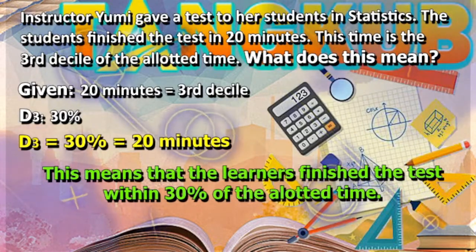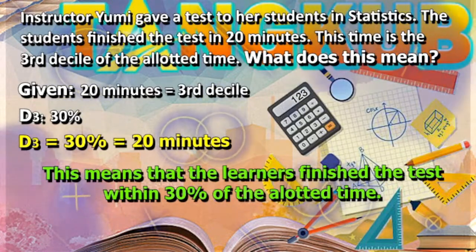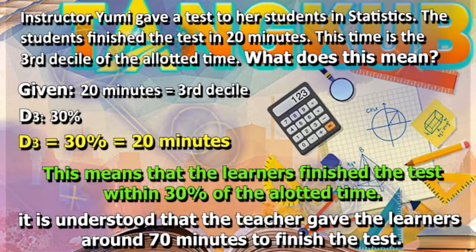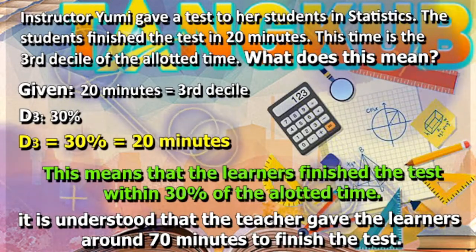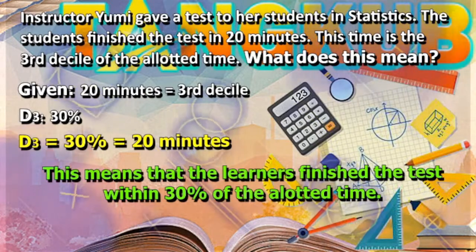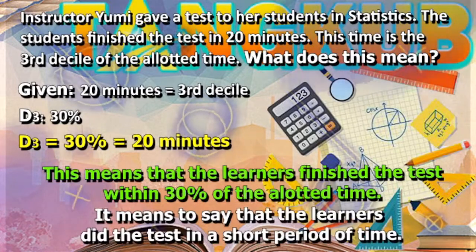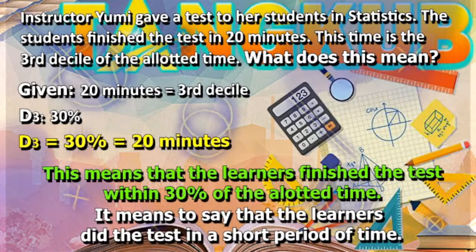You can say it is good because it means the students finished the test in a short period of time. If we examine deeper, it is understood that the teacher gave the learners around 70 minutes to finish the test. Gladly, the students finished it in just 20 minutes. It means to say that the learners did the test in a short period of time.